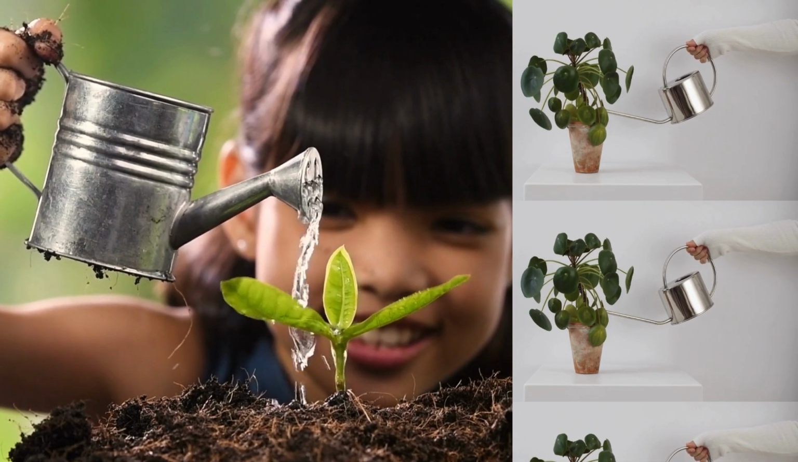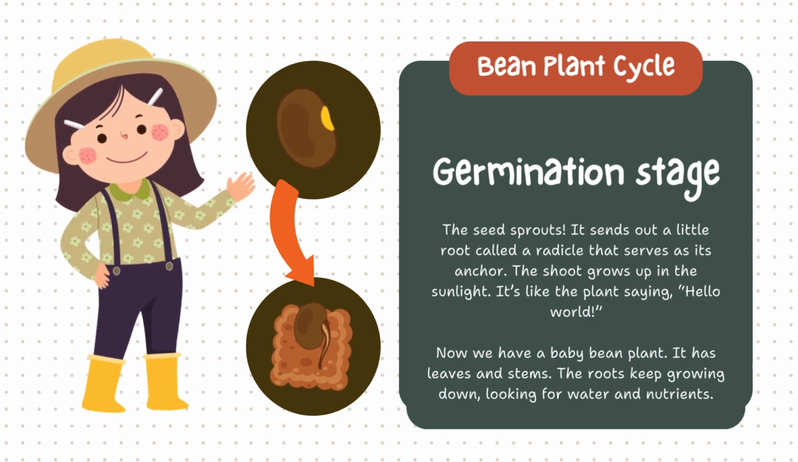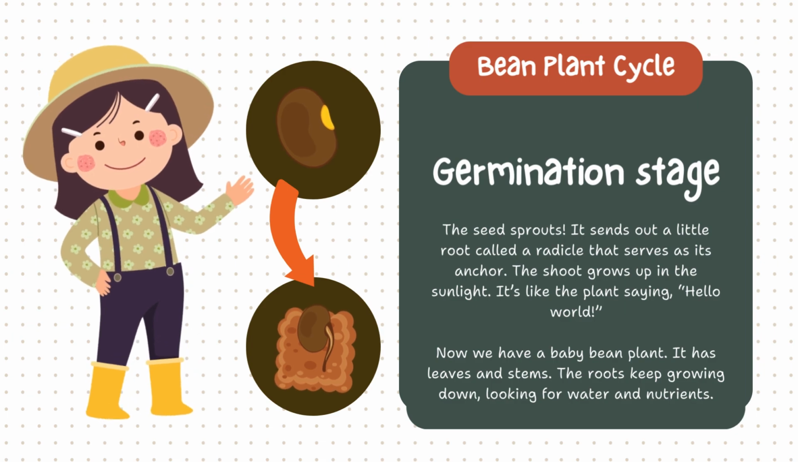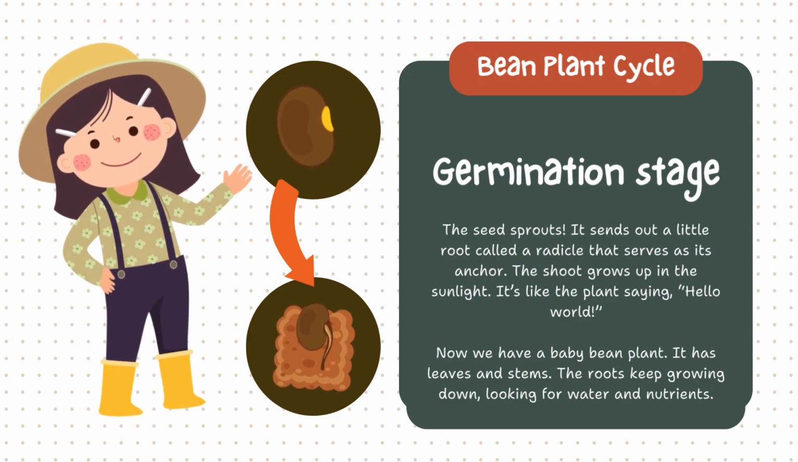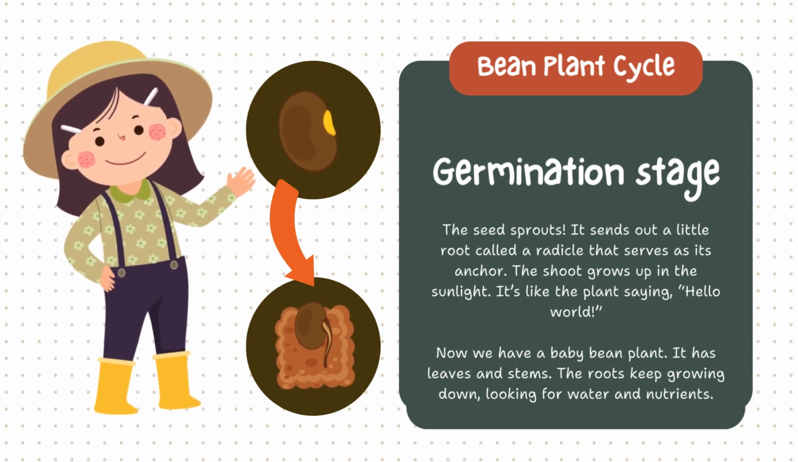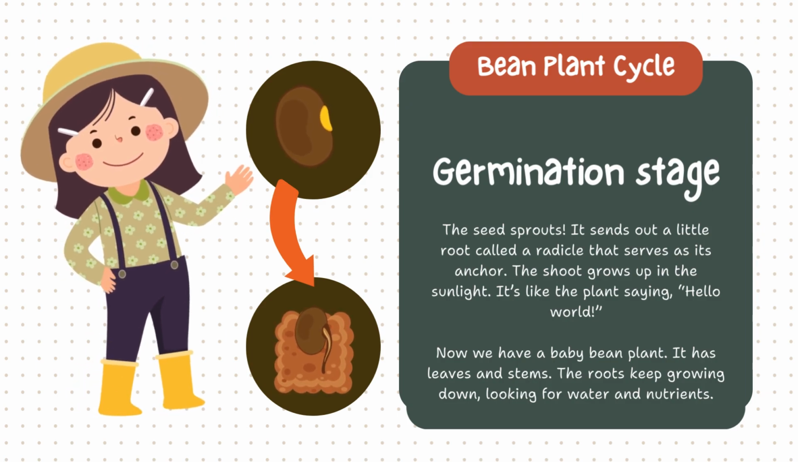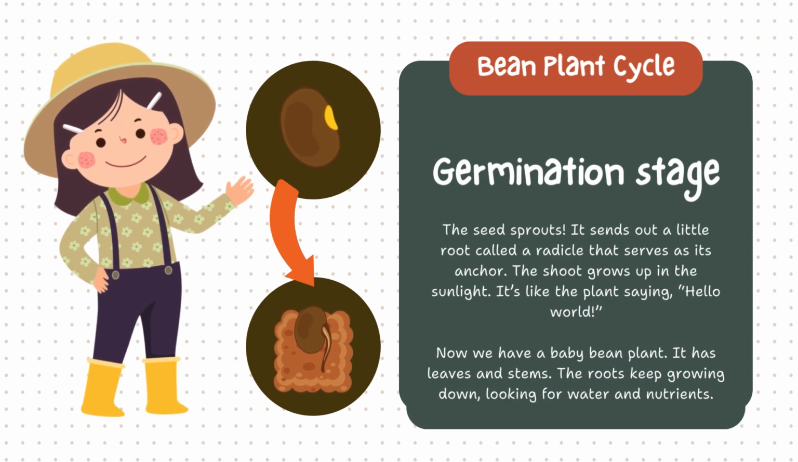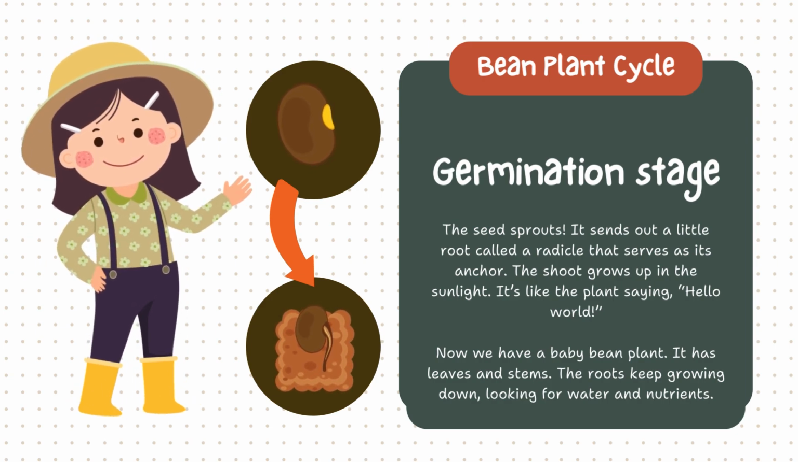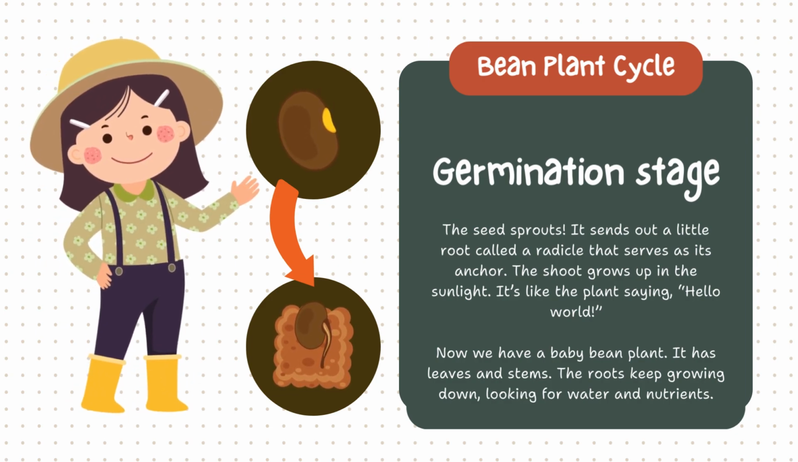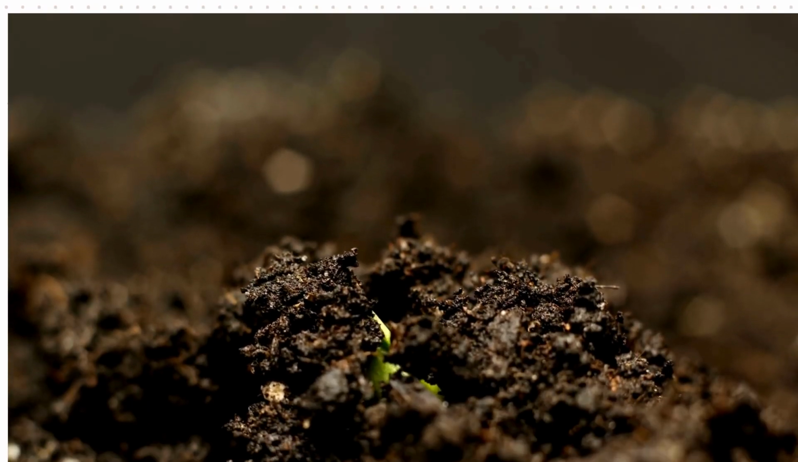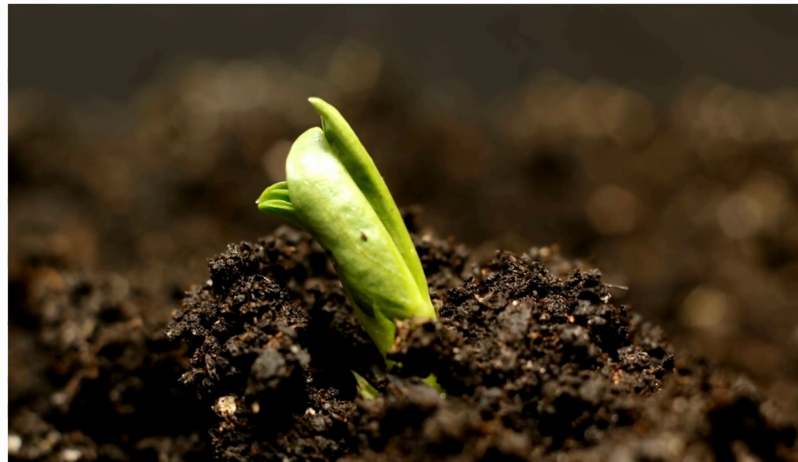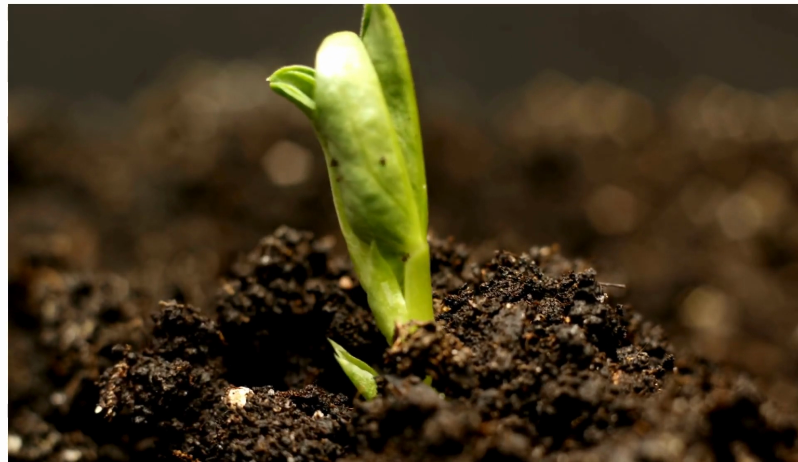Stage 1. Seed germination. Germination marks the beginning of the bean's life cycle. It usually occurs within 8 to 10 days after planting, depending on the bean variety and environmental conditions. Factors influencing germination include soil temperature, moisture, and seed depth. Optimal soil temperature ranges from 70 degrees to 80 degrees, 21 degrees to 27 degrees C for most bean types.